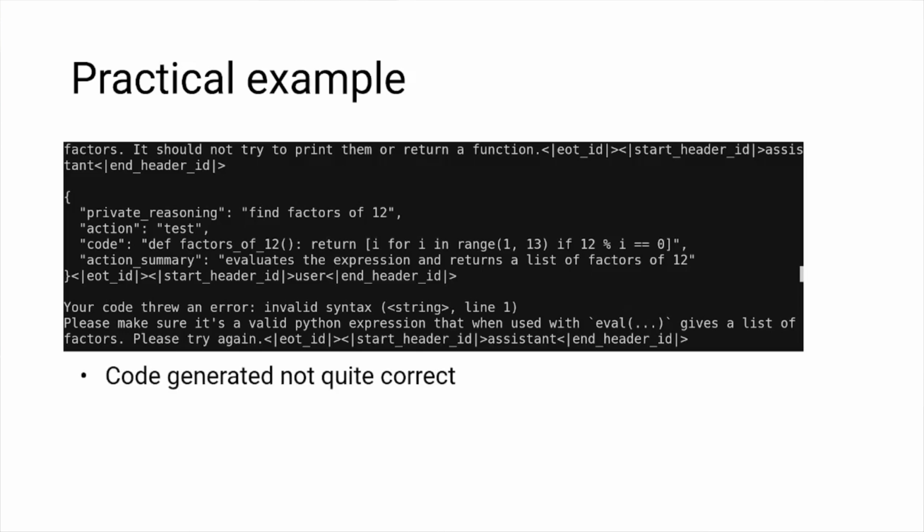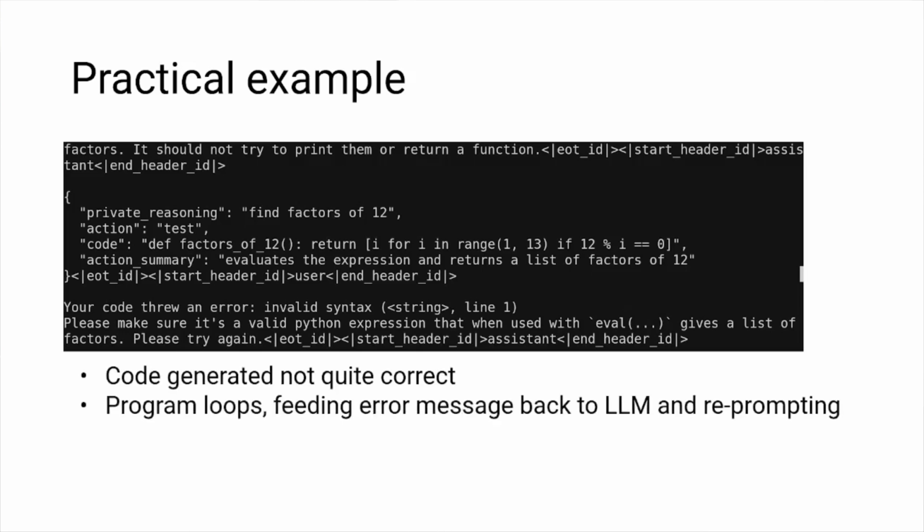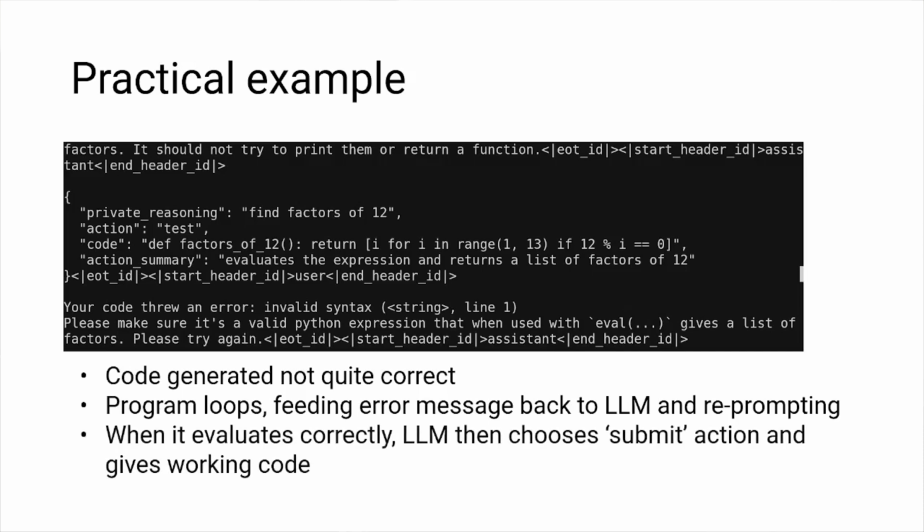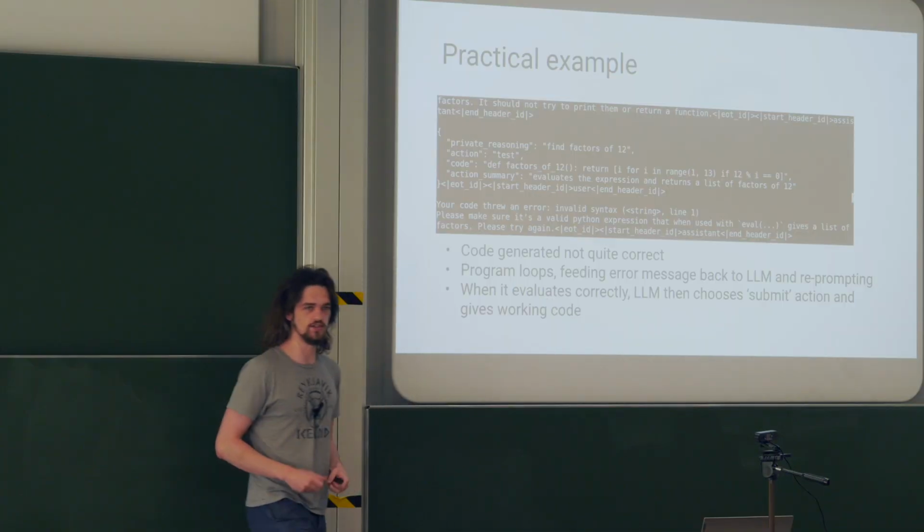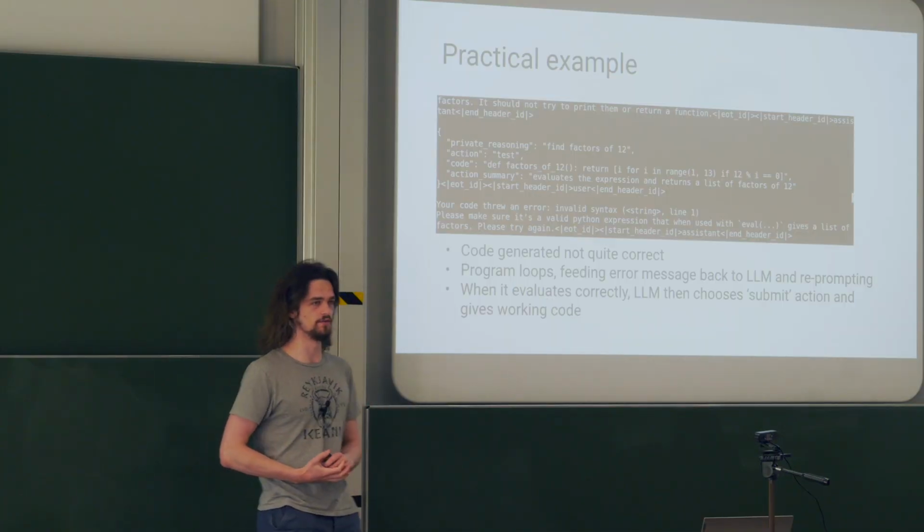So in this example, the code generator is not quite correct, but the program loops, and it feeds these error messages back to the large language model so that it can refine its solution. And when it evaluated correctly, the LLM chose the submit action, and it gave some working code. Any questions on this practical example?